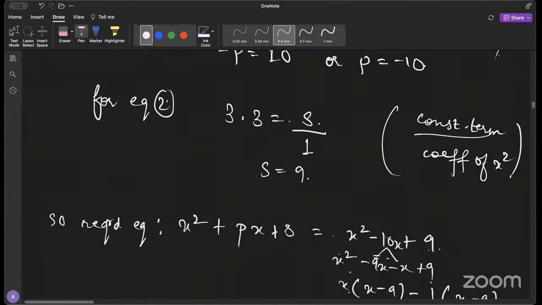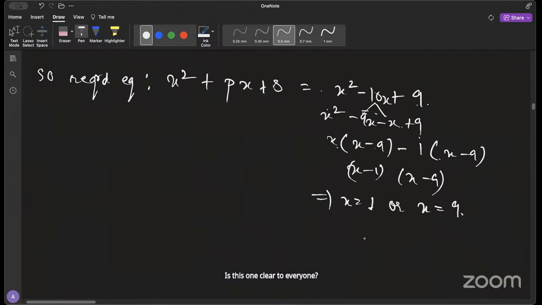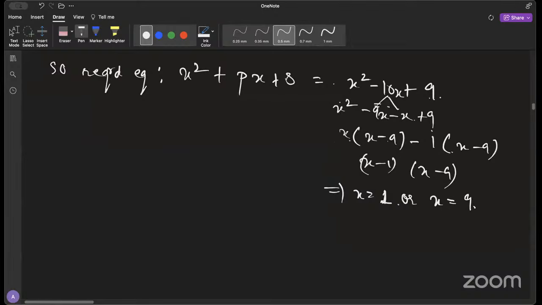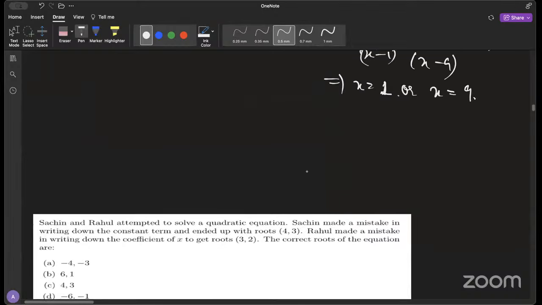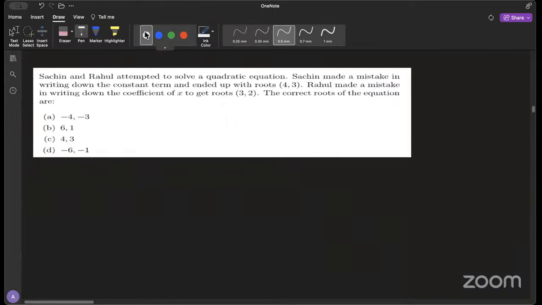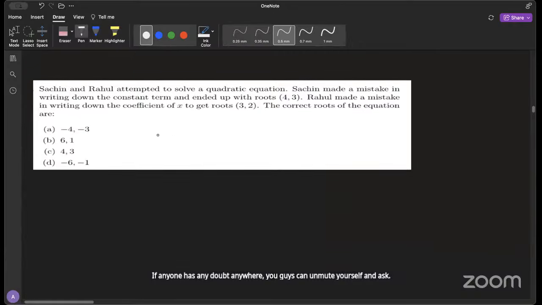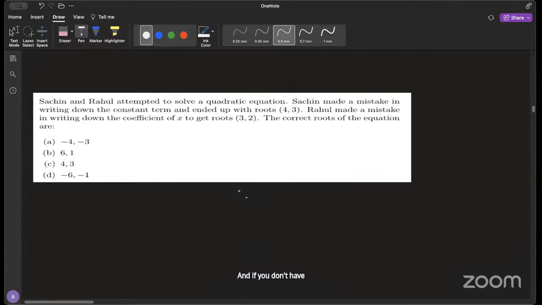Is this one clear to everyone? Yes, ma'am. If anyone has any doubt anywhere, you can unmute yourself and ask. And if you don't have any doubts, then try this one.